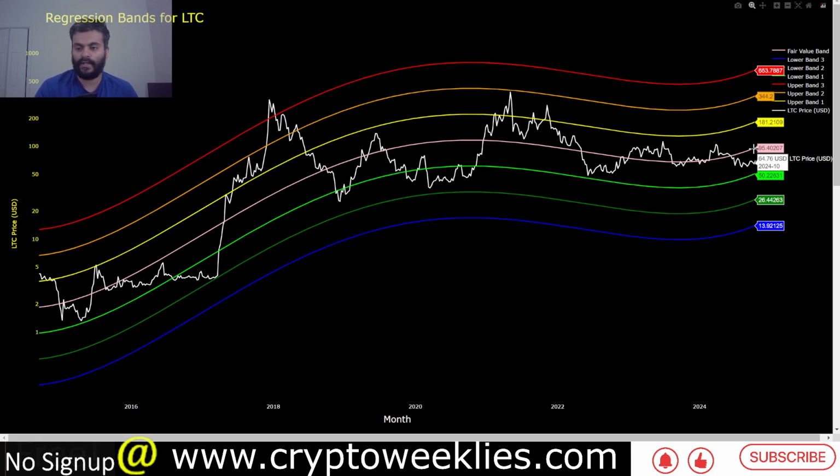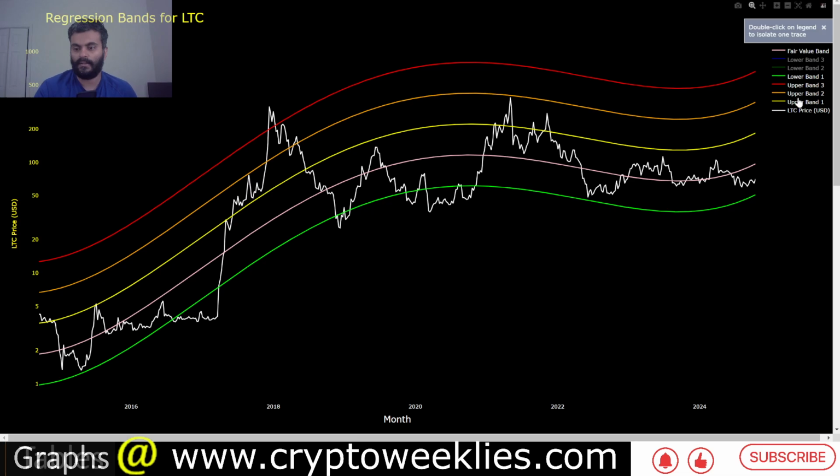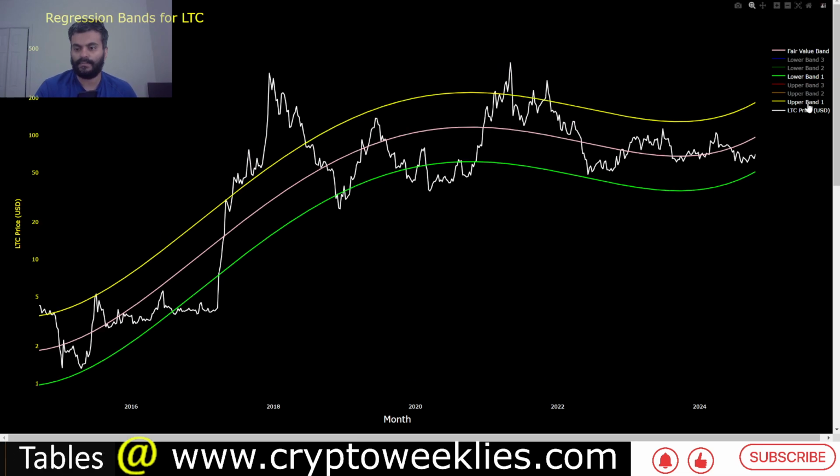So the fair value at this point in time is around $95, and the 1 standard deviation ceiling is at around $181. That would be the almost 70% probability of the market staying within this 1 standard deviation regime. Again, we just got rid of the 2 standard deviation cases, both the bearish and the bullish.